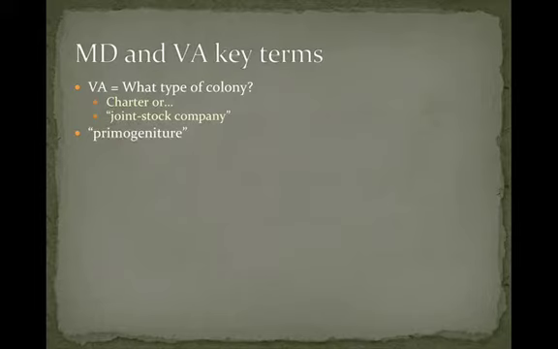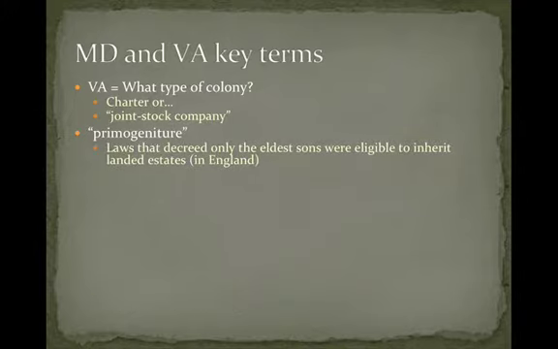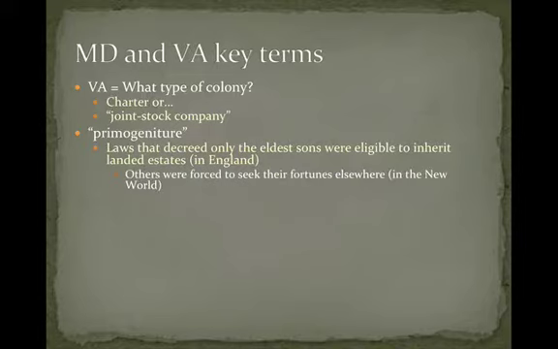Another term you're going to need to be aware of in this Chesapeake Bay or Maryland and Virginia colony territory is going to be called primogeniture. Now, there are certain laws set up that allowed or decreed only the eldest sons to be eligible to inherit landed estates. Now, this is set up back in England. Others, meaning second or third born or even women, are going to be forced to seek their fortunes elsewhere. In other words, in the New World.